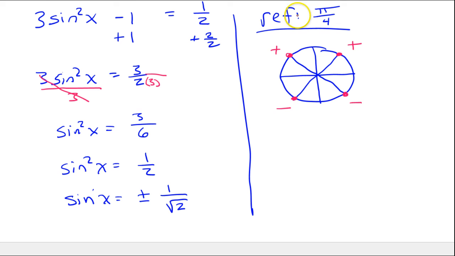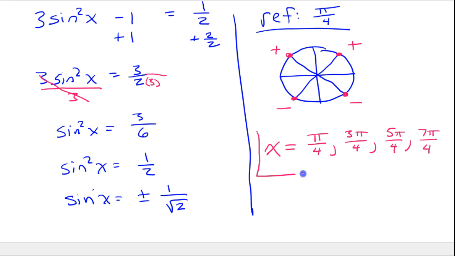Sine is a y value. It's positive high and negative down low. However, because of the plus or minus, we want all of these. All of these will be solutions. So I will have the following 4 solutions then. X is equal to pi over 4, 3 pi over 4, 5 pi over 4, and 7 pi over 4. So these are the 4 solutions to problem number 10.